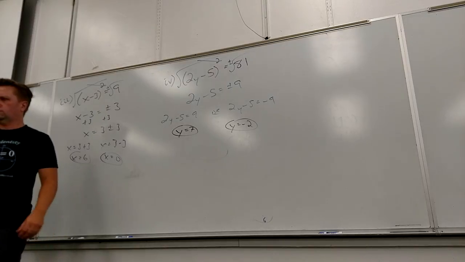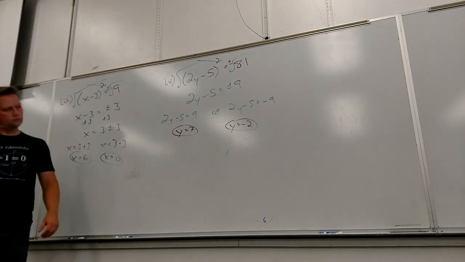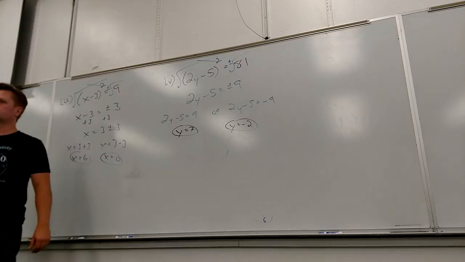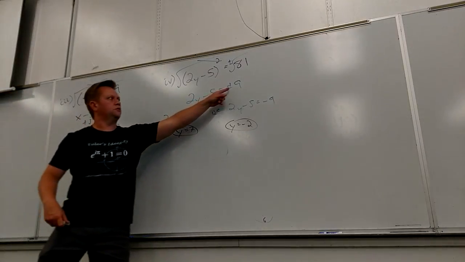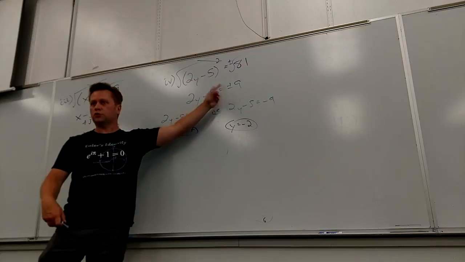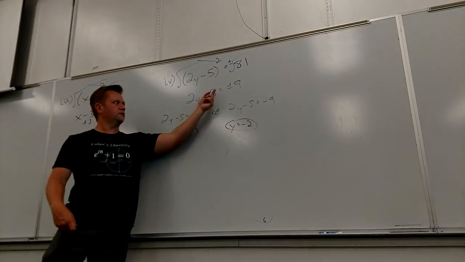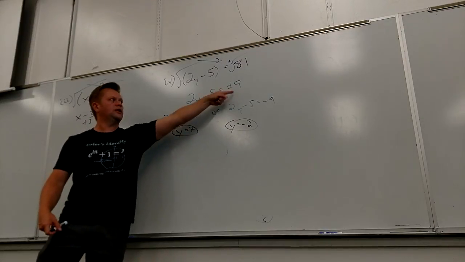So you write it down as 2 separate problems. 2 different ones. Exactly. Because that's really what the plus or minus symbol means: there's actually 2 equations here. One of them is equal to positive 9, the other one's equal to negative 9.